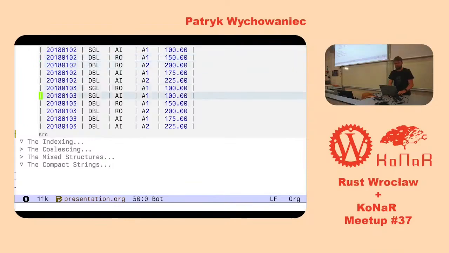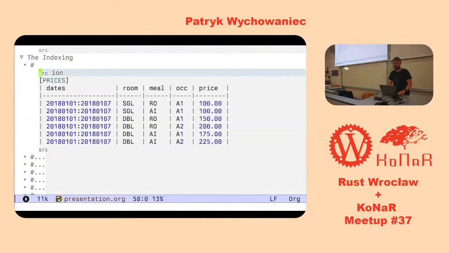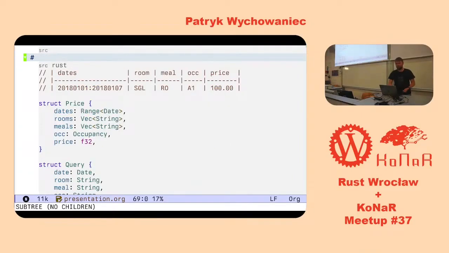So the first optimization is indexing. In reality, to bring this format a bit closer to how it actually looks, the prices are not specified for a single day, but for a range of dates. And then, if you wanted to model it in Rust, naively, you could do something like that.